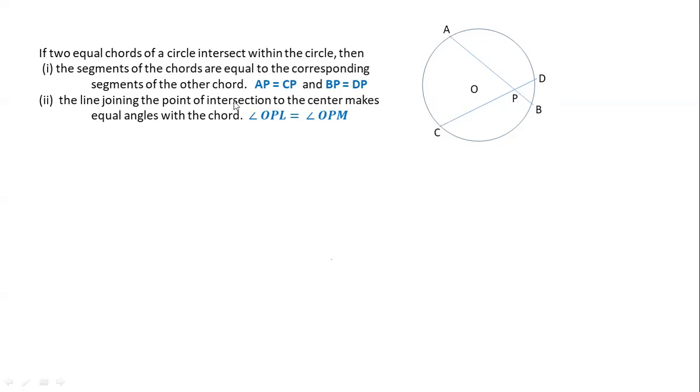The line joining the point of intersection to the center. This is the point of intersection. If you draw a line joining the center, let's draw it a little further. L perpendicular here, and this angle will be equal to this angle, that is OPL, and OPM, these two angles will be equal. Chords are equal and the angles made by the chords with the line joining the center will be equal.